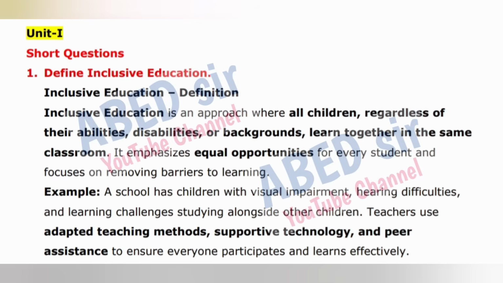Inclusive education is an approach where all children, regardless of their abilities, disabilities, or backgrounds, learn together in the same classroom. It emphasizes equal opportunities for every student and focuses on removing barriers to learning. Example: a school has children with visual impairment, hearing difficulties, and learning challenges studying alongside other children. Teachers use adapted teaching methods, supportive technology, and peer assistance to ensure everyone participates and learns effectively.